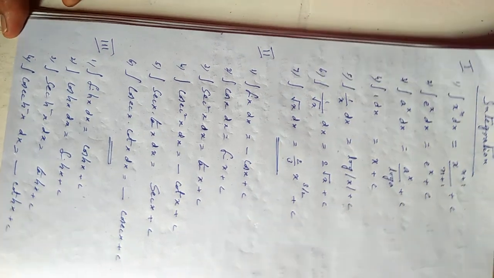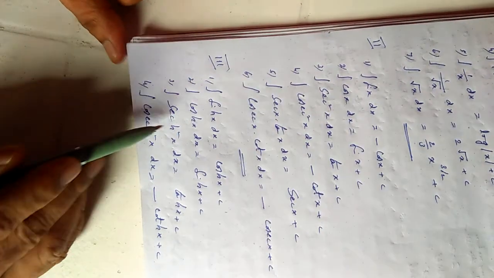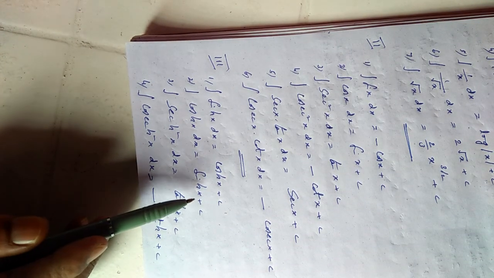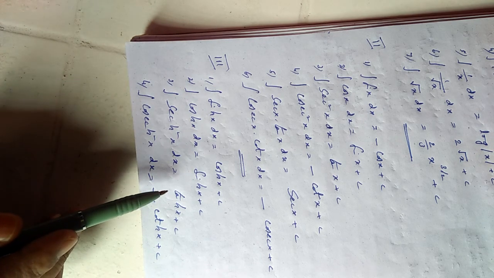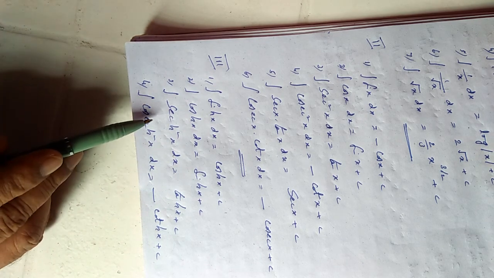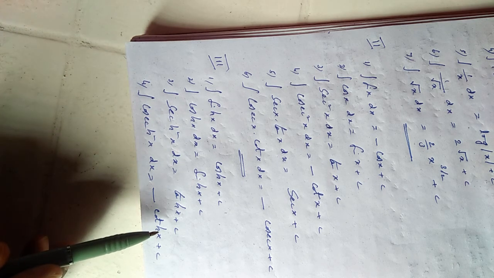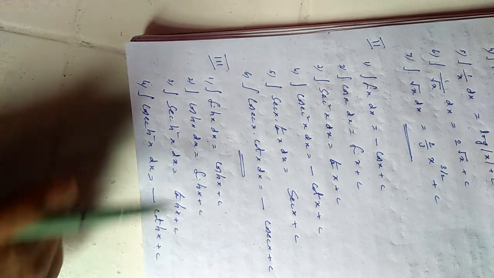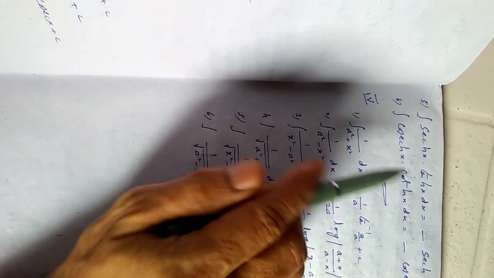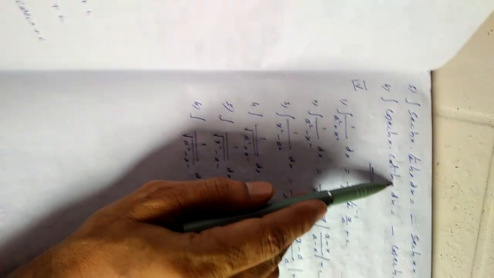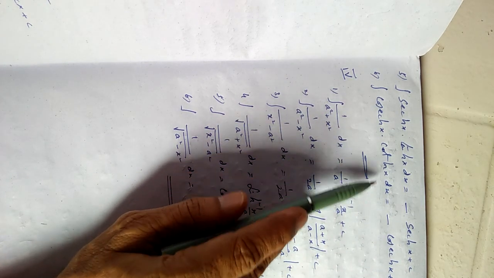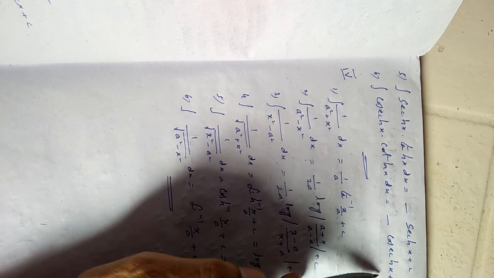Now the third case is the hyperbolic formulas. Integration sin hx is equal to cos hx. Integration cos hx is equal to sin hx. And integration secant h square x dx is equal to tan hx plus c. Integration cosecant h square x is equal to minus of cot x plus c. And also integration secant hx into tan hx is equal to minus of secant hx plus c. Integration cosecant hx into cot hx is equal to minus of cosecant hx plus c.